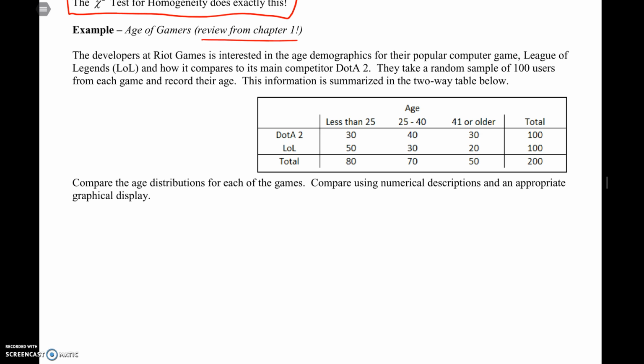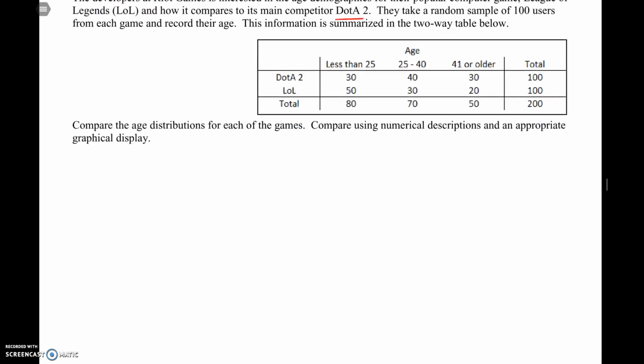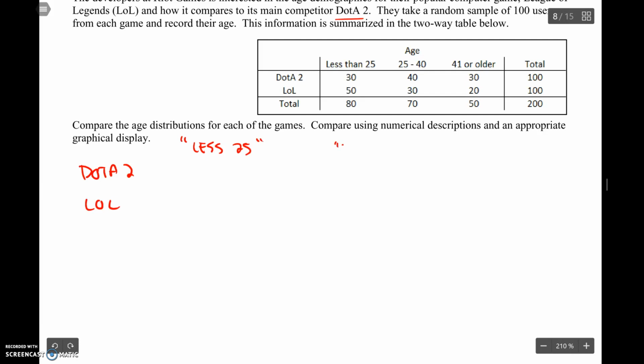A developer at Riot Games is interested in the age demographic of their popular game League of Legends and how it compares to its competitor Dota 2. They take a random sample of 100 users from each game and record their age. Compare the distributions. So we have Dota 2 versus League of Legends, and then we have the less than 25 age group, the 25 to 40 age group, and the 41 plus.